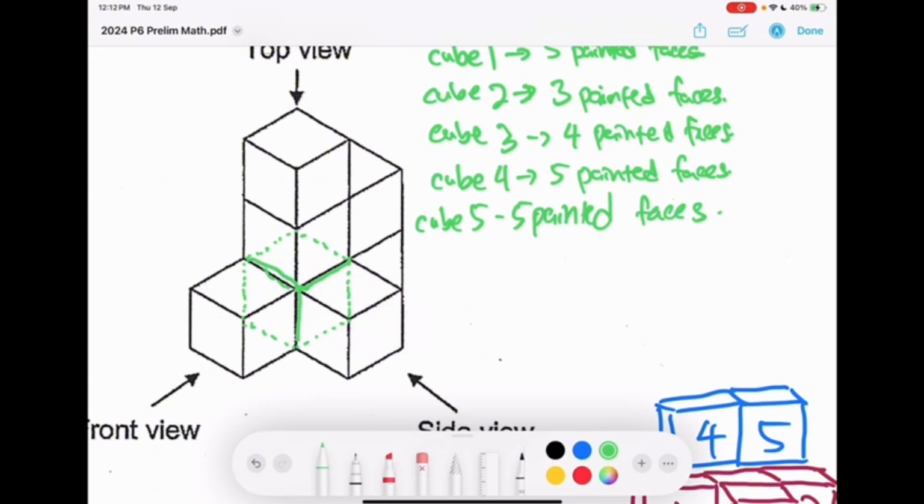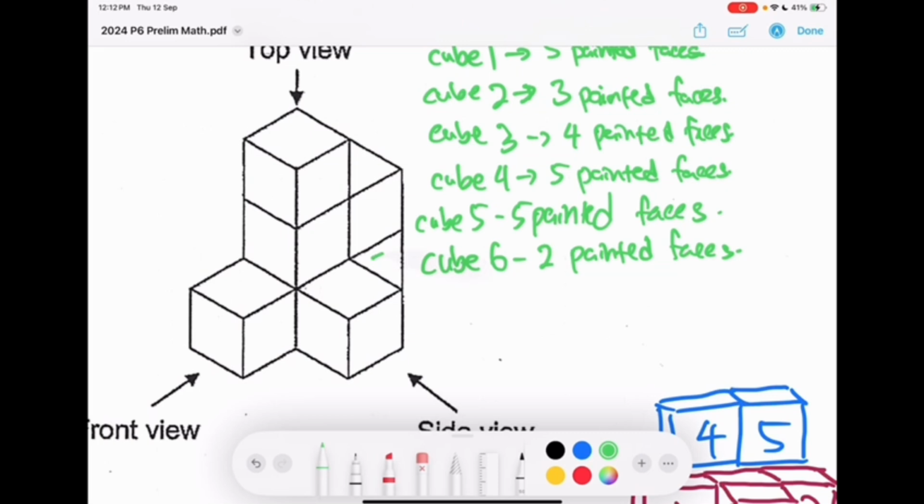Okay, you realize that definitely the top of it is covered. This side of it is covered as well. The front is covered as well. This side is covered as well. So the only exposed areas are the bottom and the back side from over here. So that is my cube 6, and it has only 2 painted faces.